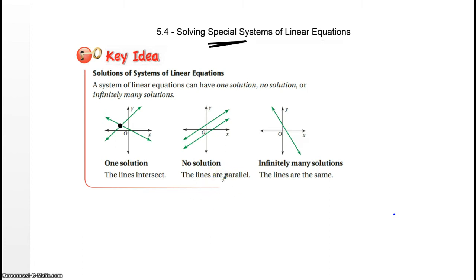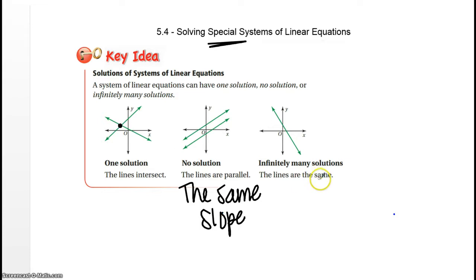When the lines are parallel, and remember, when lines are parallel, they have the same slope. Okay, these lines are never going to intersect. No matter how far or how much you graph them, they're never going to intersect. So they would have no solution because there is not a point in which they intersect.